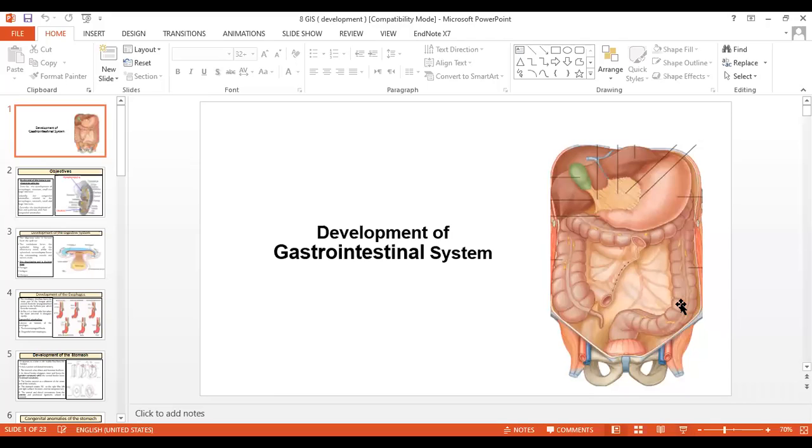So this is all about the development of the gastrointestinal system. If you have any doubts regarding this, you can ask me now.